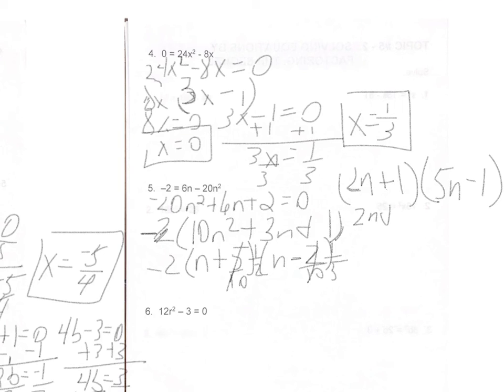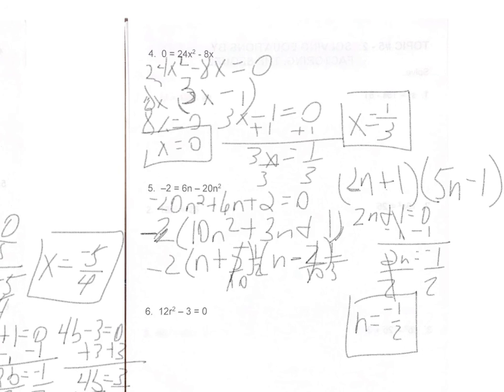So 2n plus 1 equals 0. Subtract 1. 2n equals negative 1. Divide by 2. So n equals negative 1/2. 5n minus 1 equals 0. Add 1. 5n equals 1. So remember, if you look at this, all you're doing is changing the signs. And hopefully you found the pattern by now. See you again tomorrow.